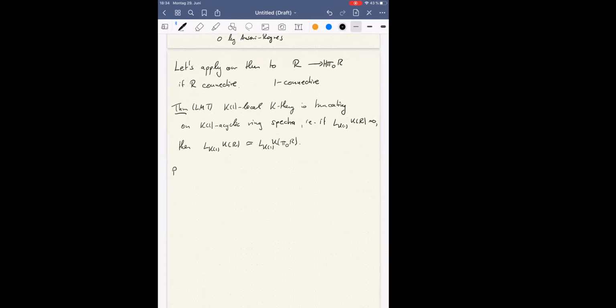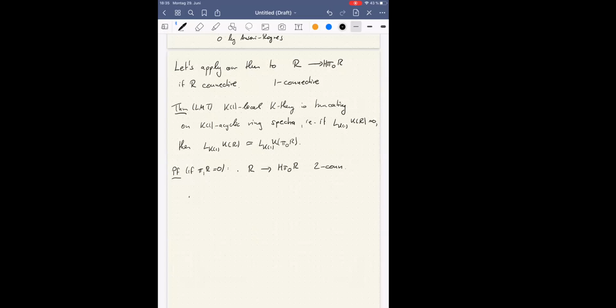And I will just give you the proof if pi 1 of R is 0, and one has to work harder if pi 1 of R is non-zero. Okay. So if pi 1 of R is 0, then actually R to H pi 0 R is 2-connective, which makes our life easier.